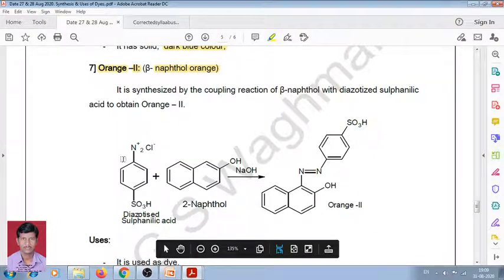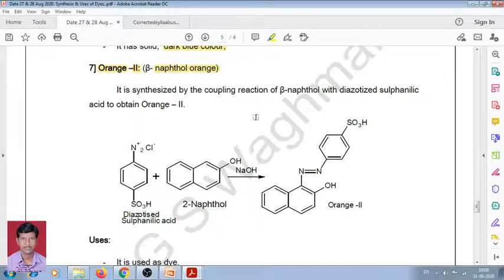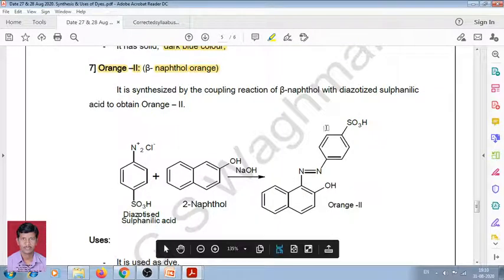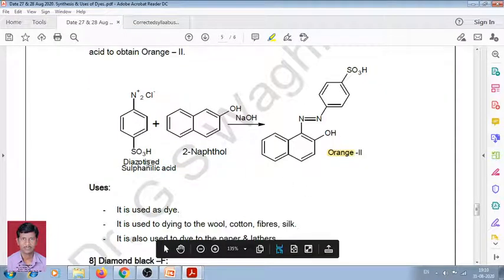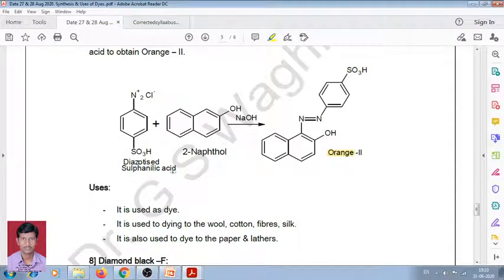When diazotized sulfanilic acid is coupled with 2-naphthol in a basic medium, the coupling reaction takes place at this position, which is position one, and we get such an azo compound. The name of the compound is called orange II. It is prepared from the starting compound, diazotized sulfanilic acid.